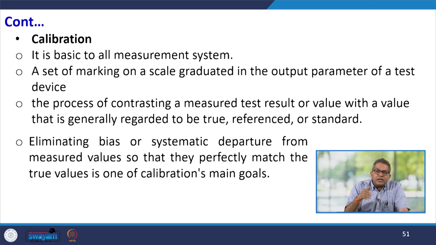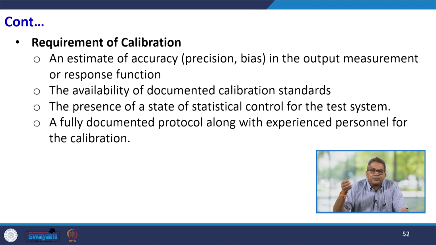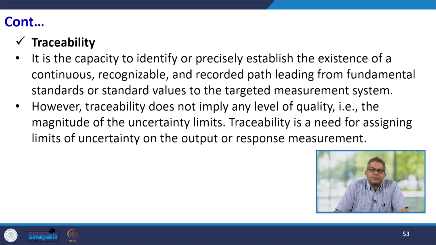Eliminating bias or systematic departure from measured value so that they perfectly match the true value is one of calibration's main goals. The requirements for calibration: an estimate of accuracy, precision, and bias in the output measurement or response function, the availability of documented calibration standards, the presence of statistical control for the test system, and a fully documented protocol along with an experienced person for the calibration.